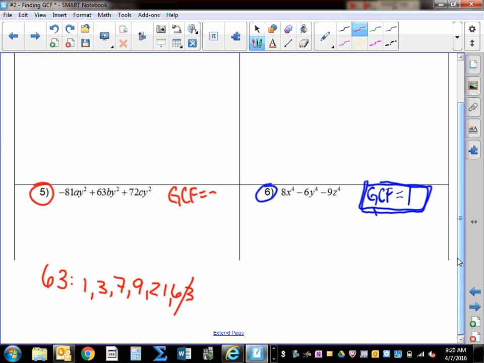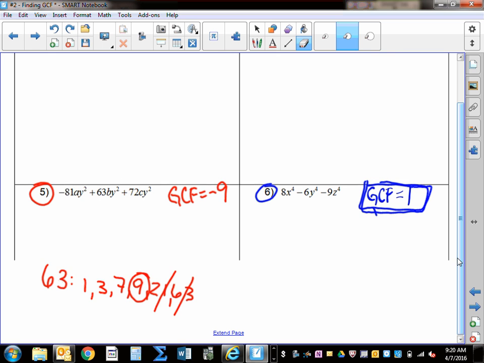Does 9 work for 72? Yes. 9 times what gives you 72? 9 times 8 is 72. What about 81? Does 9 go into 81? Yeah, 9 times 9. Good. So we found our GCF. A lot faster than writing out all our factors. Alright, so we have 9.